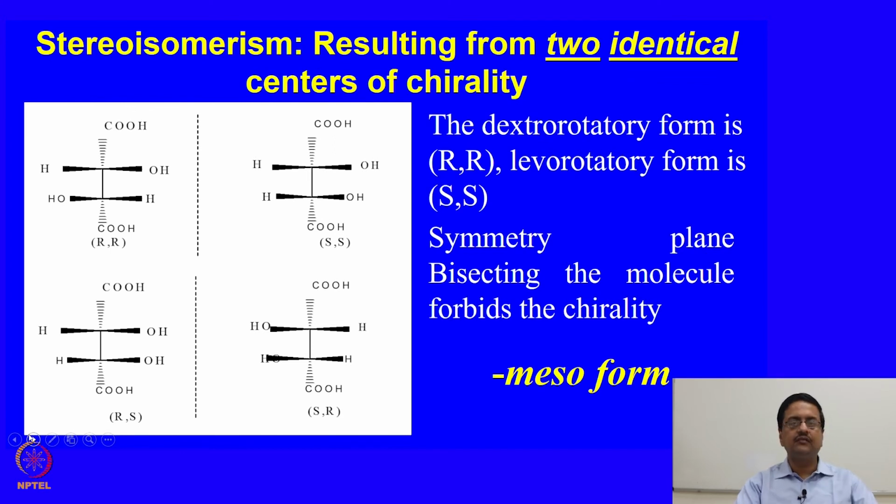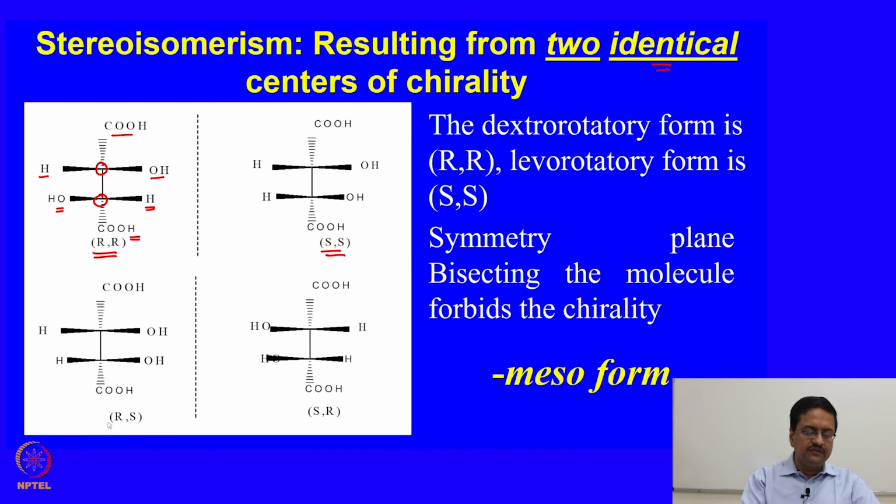Now if we have a different molecule where we have two identical centers of chirality, when we say identical centers of chirality, it means that the groups associated with each of those chiral centers are the same. Here we have carboxylic acid, OH and hydrogen associated with this carbon center, and here the second chiral center also has carboxylic acid, hydrogen and OH. So both chiral centers have the same set of groups. So we say there are two identical centers of chirality, and here we have RR and SS, the two centers designated as RR and SS.